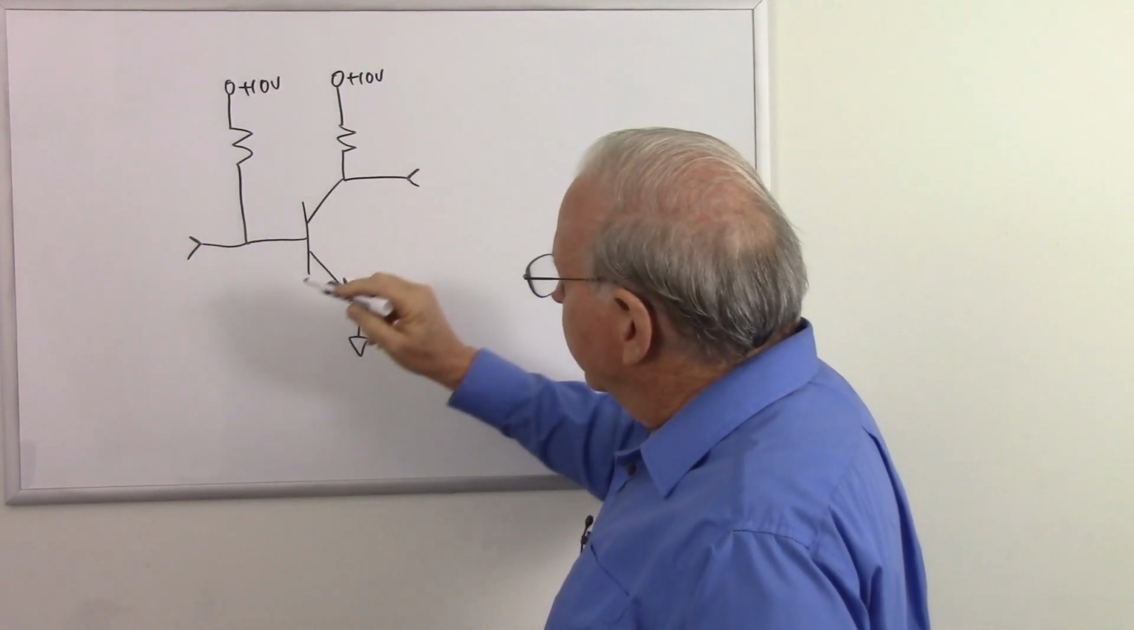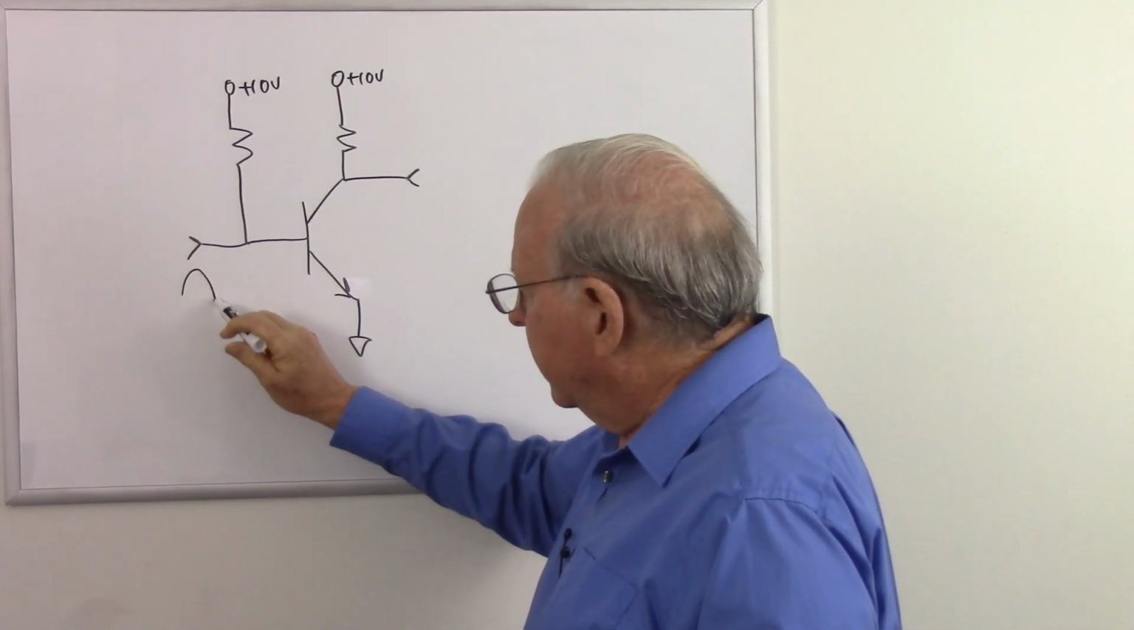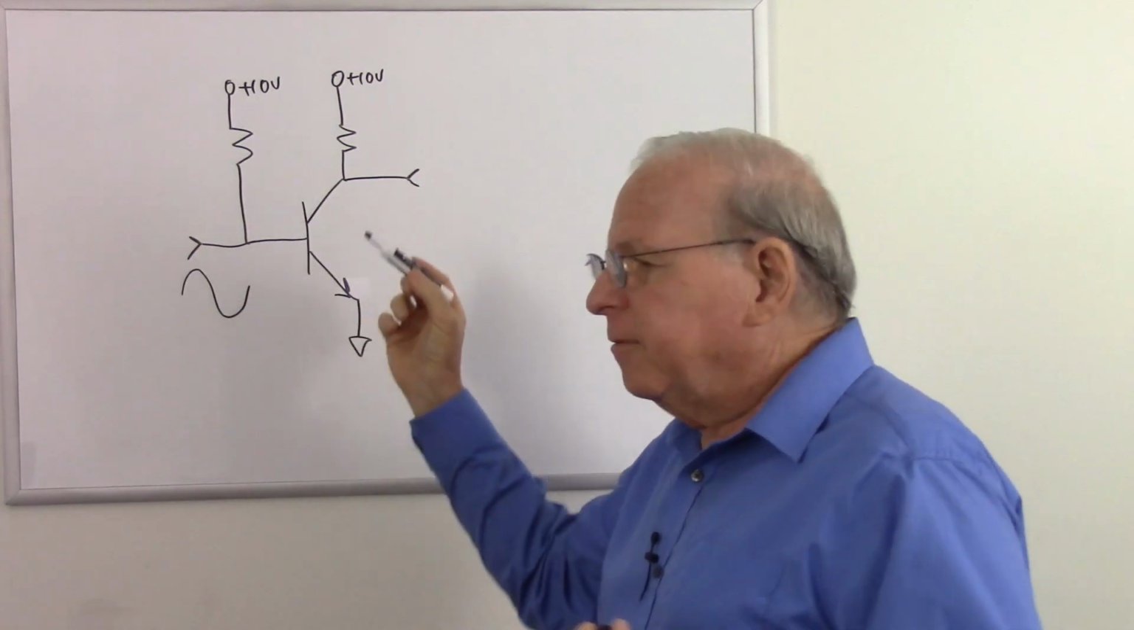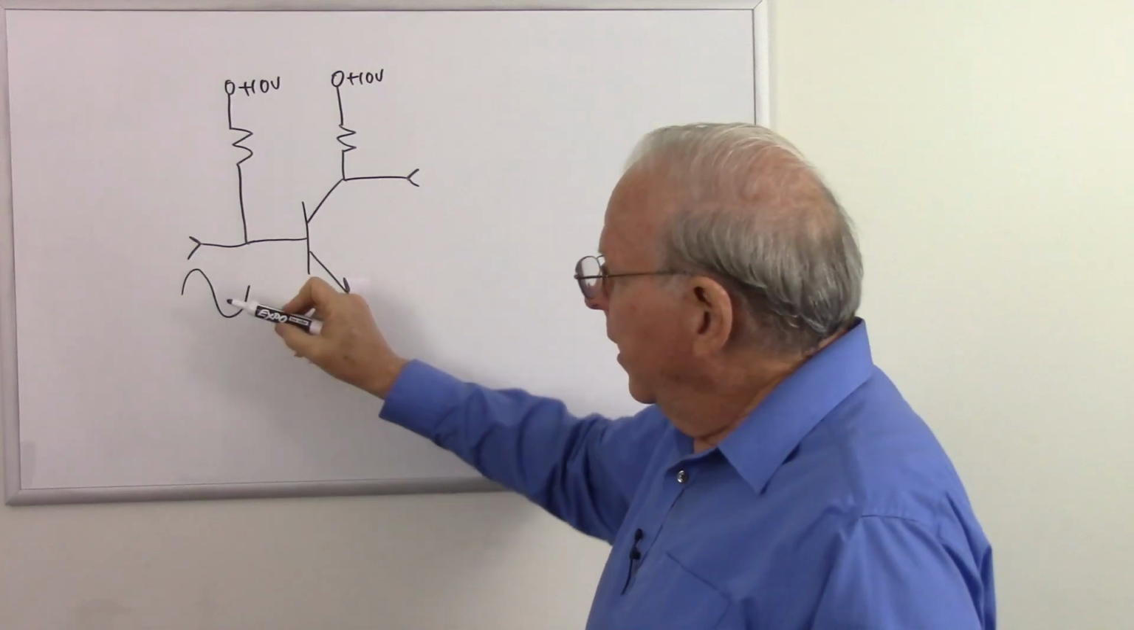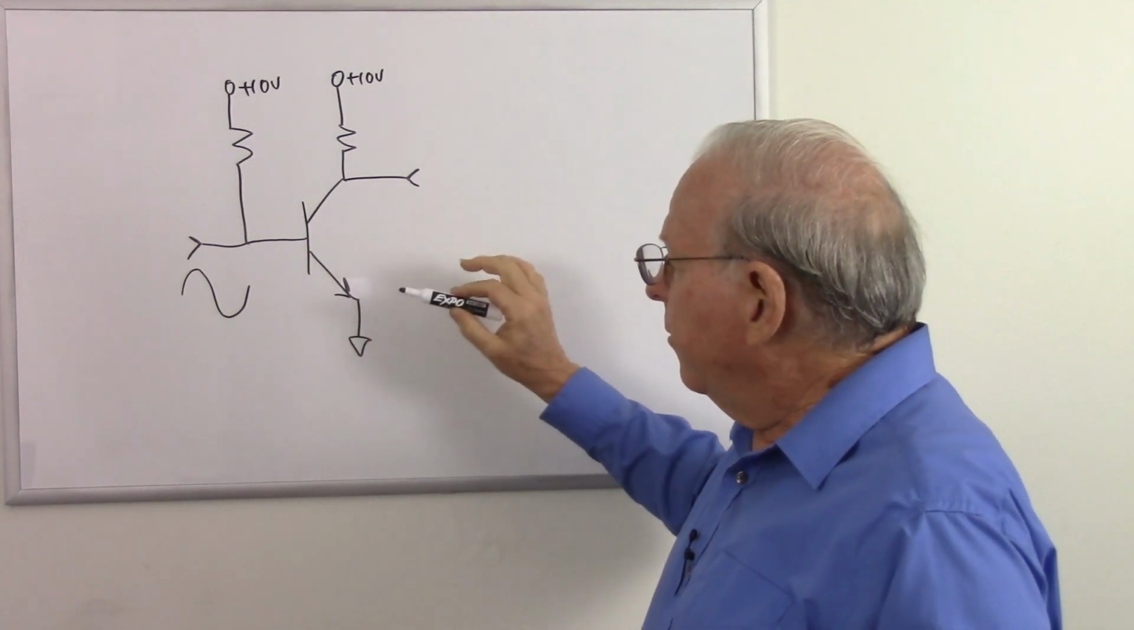And what do we know about this? Well, if we have a signal coming into the base, let's say we have a simple sine wave coming in. So we have a sine wave input caused by an oscillator somewhere else, and that is going to have a voltage that goes up and goes down and back up in a cyclic manner.